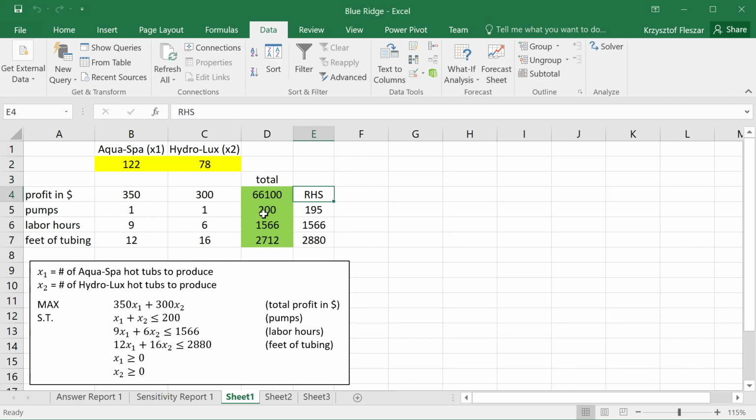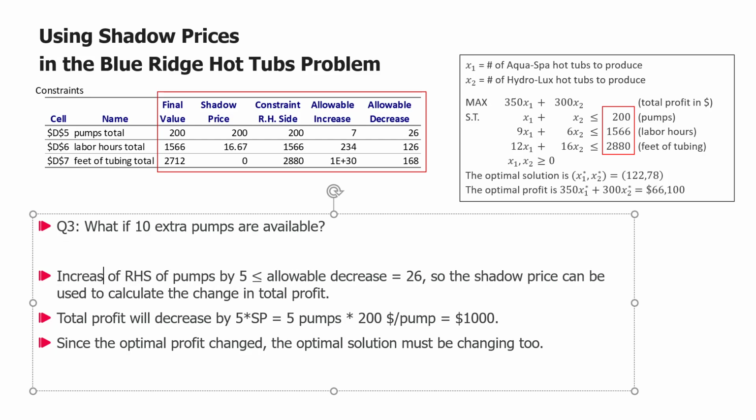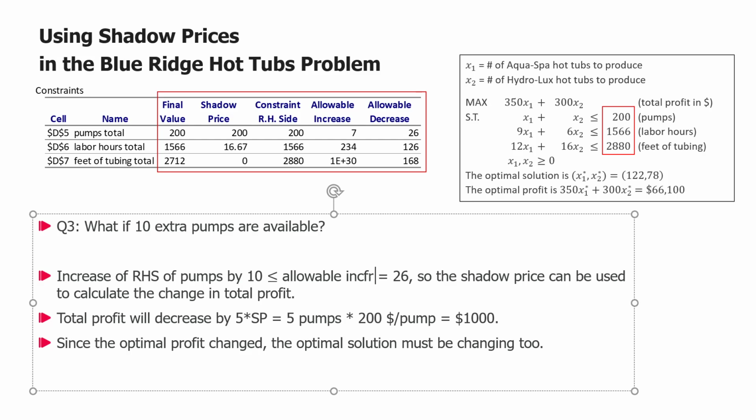I'm going to cancel this and bring back the number of pumps to 200, right? So by analogy, of course, I could consider an increase, right? What if 5 extra pumps, or let's say 10 extra pumps are available, right? So now it's not a decrease, it's an increase of the right-hand side of pumps by 10. We will have to see if it is less than the allowable increase. What's the allowable increase here? The allowable increase is 7.